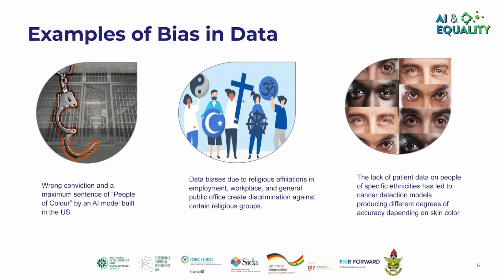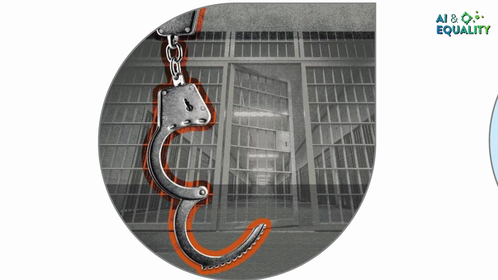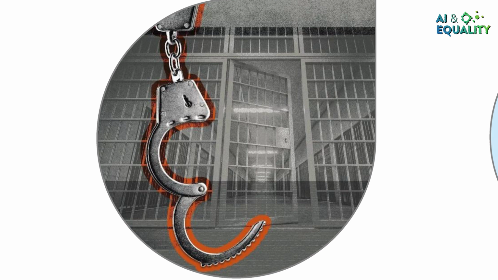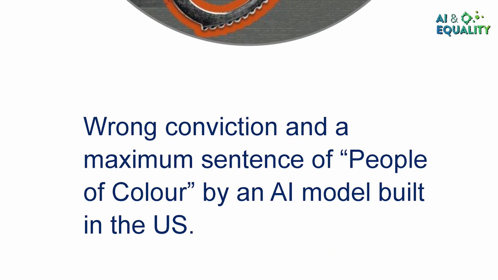Examples of biases in data: in a typical case, data that was used in developing a solution in the United States that relates to the legal process, we realized that people of color were getting maximum sentences. And that basically has to do with the kind of datasets that were used in training the models.